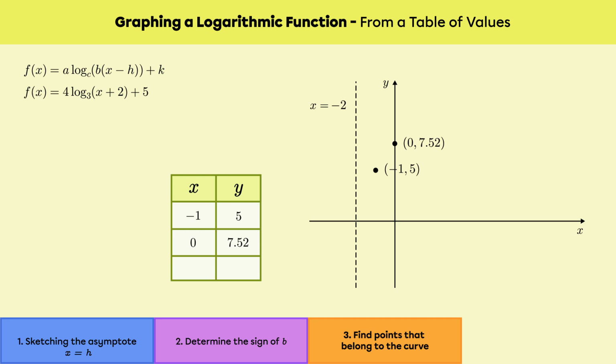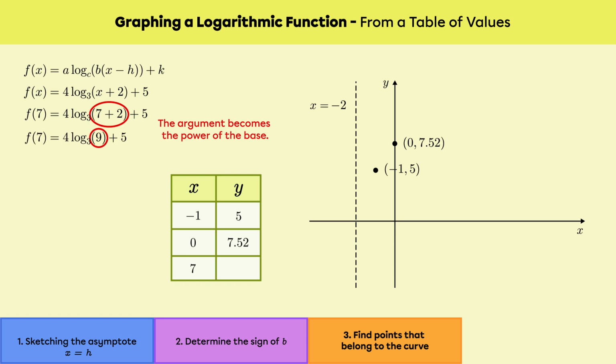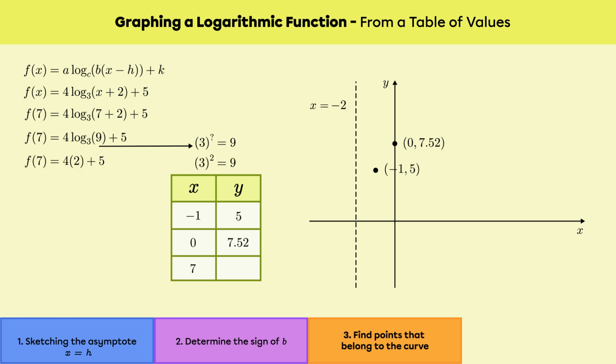Let's pause here and examine what's happening to the graph. The 2 points are relatively close to each other. It would be interesting to choose a slightly larger x value. Let's pick x equals 7. Start by reducing what's inside the brackets. 7 plus 2 is 9. What's interesting here is that by choosing x equals 7, the argument of the logarithm becomes a power of 3. So no calculator needed. This basically means asking, which exponent should be given to 3 to get 9? The answer is 2. You now have 4 times 2 plus 5, which is 13. We now have the point (7, 13), and we can place it on our graph.